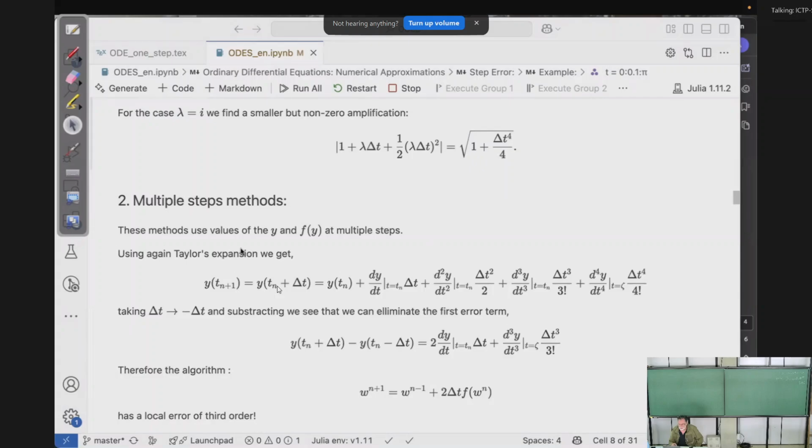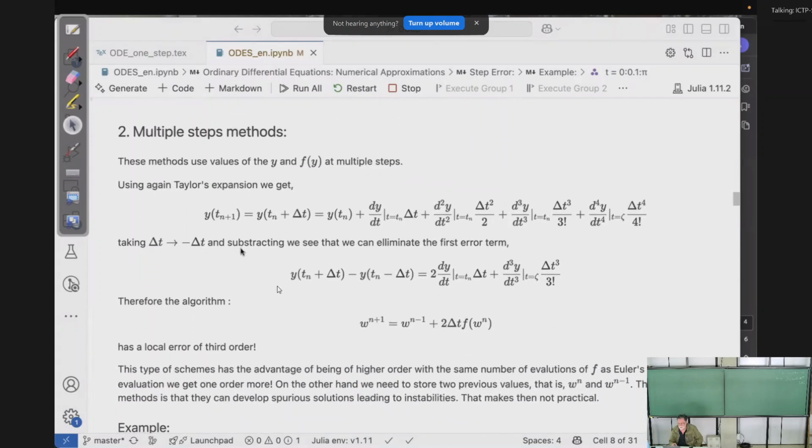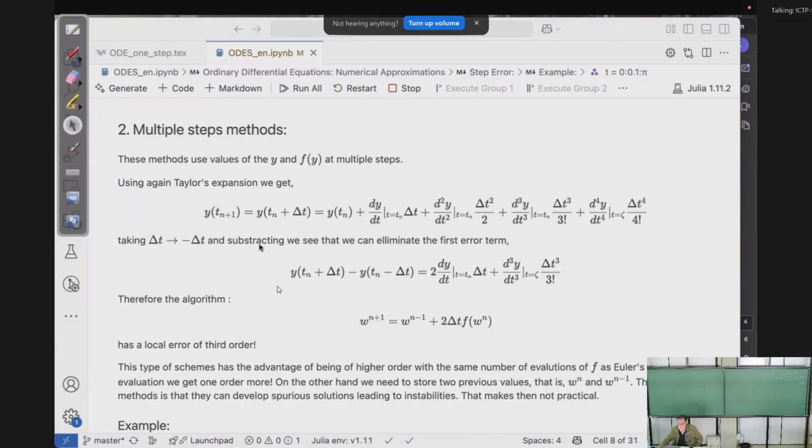Then there are multi-step methods. This method works like this. Suppose you do the Taylor expansion. Everything always starts with the Taylor. You do the Taylor expansion as before. You get this formula here. We now go to delta t to the fourth. And then this formula is for arbitrary delta t, so I can take delta t positive and delta t negative, right?